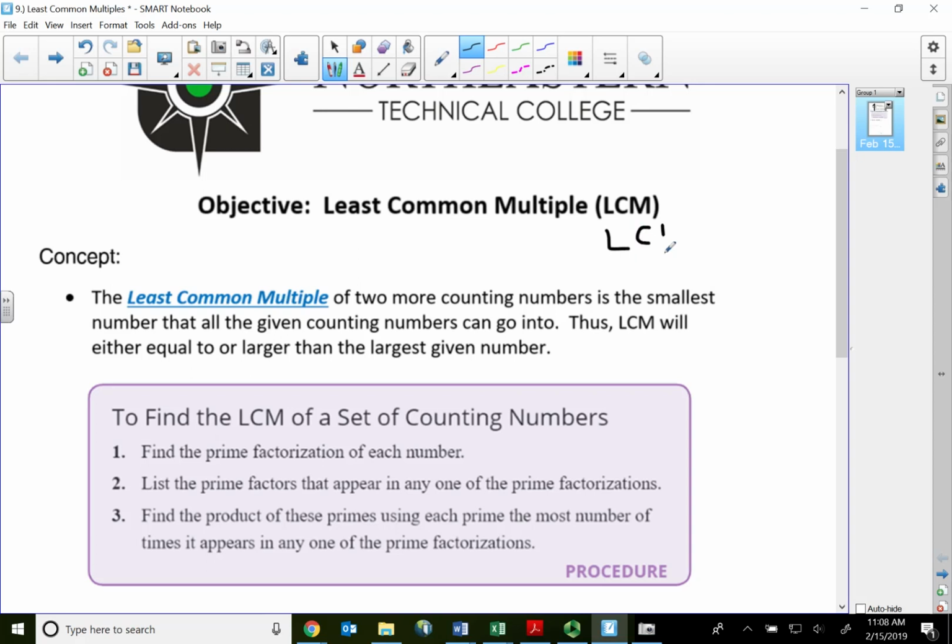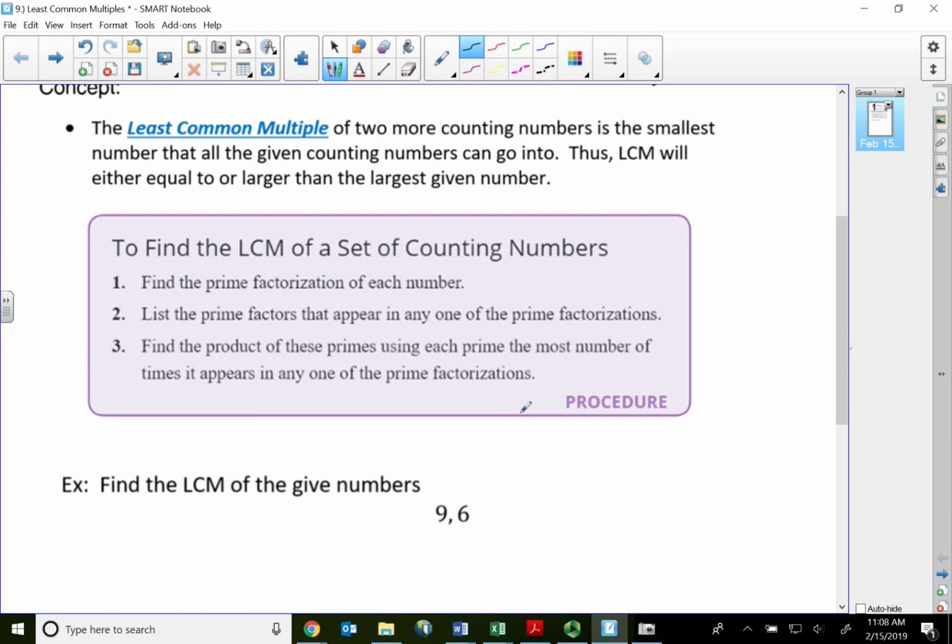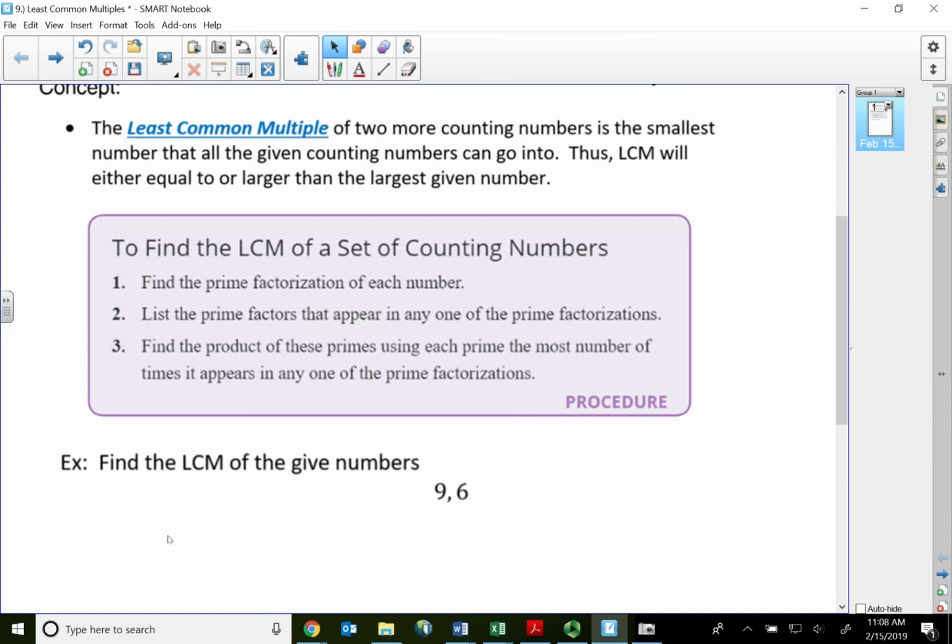So what is the least common multiple? The least common multiple of two or more counting numbers is the smallest number that all the given counting numbers can go into. All right, so what does that mean exactly? Check this out. Here I've got 9 and 6, and I want to find the least common multiple. Whatever my answer is, 9 can go into it, and 6 can go into it.